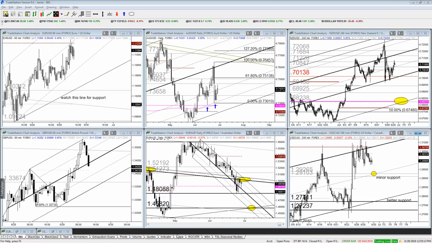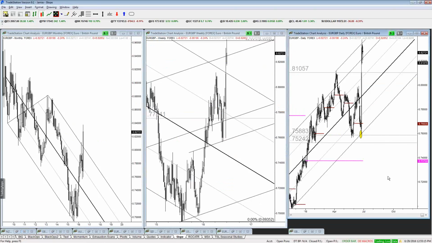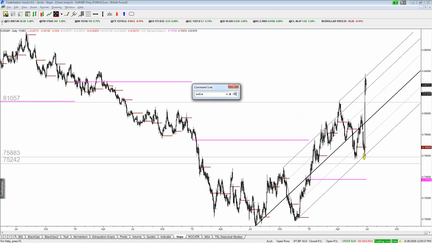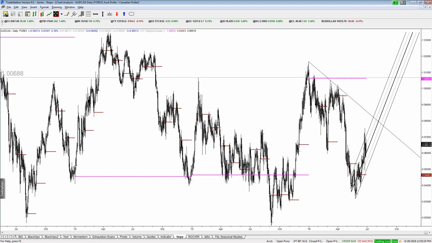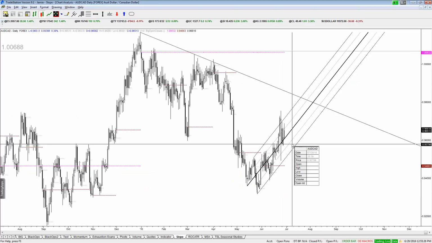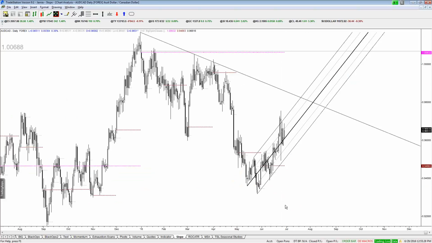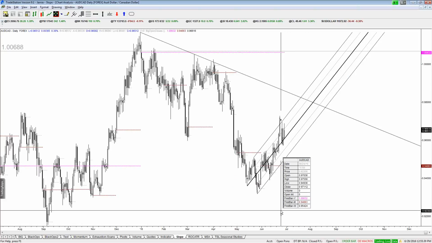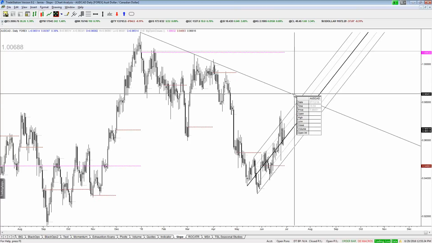This is another one that's interesting, kind of a non-dollar pair, but Aussie CAD is in a nice slope up here. So watch for any dips in Aussie CAD. To me are a buy, at least towards the trend line.